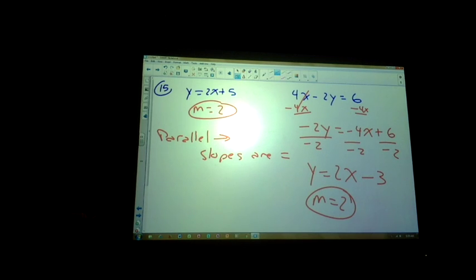16, 17. Students have problems with those. The same thing, but you're looking for perpendicular. Remember, perpendicular is the flip over the fraction, opposite sign. Right?